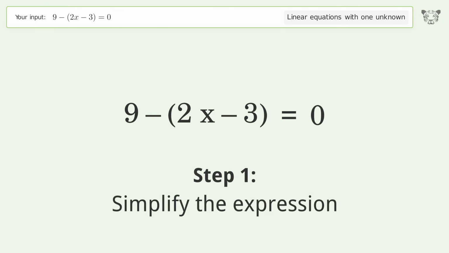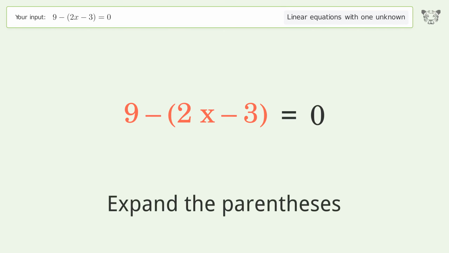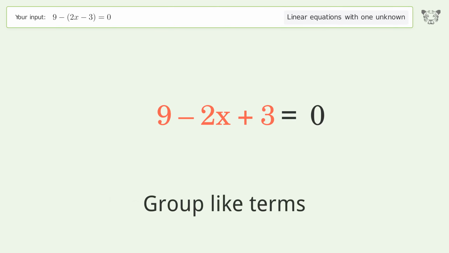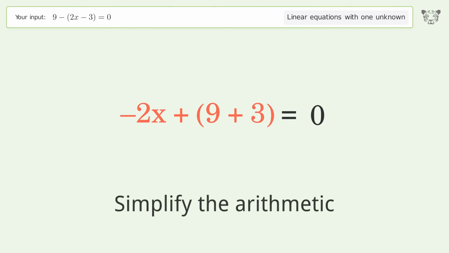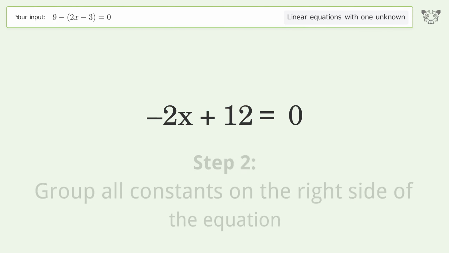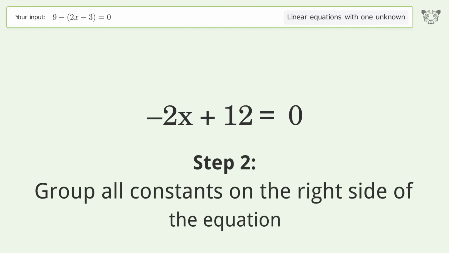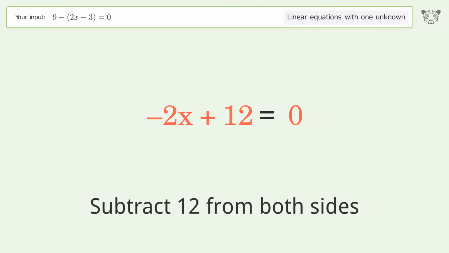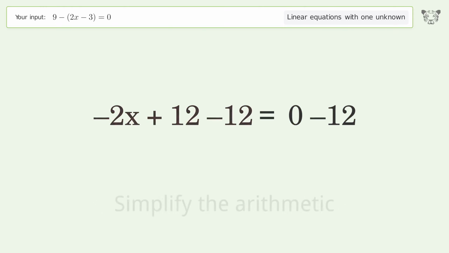Simplify the expression. Expand the parentheses. Group like terms. Simplify the arithmetic. Group all constants on the right side of the equation. Subtract 12 from both sides. Simplify the arithmetic.